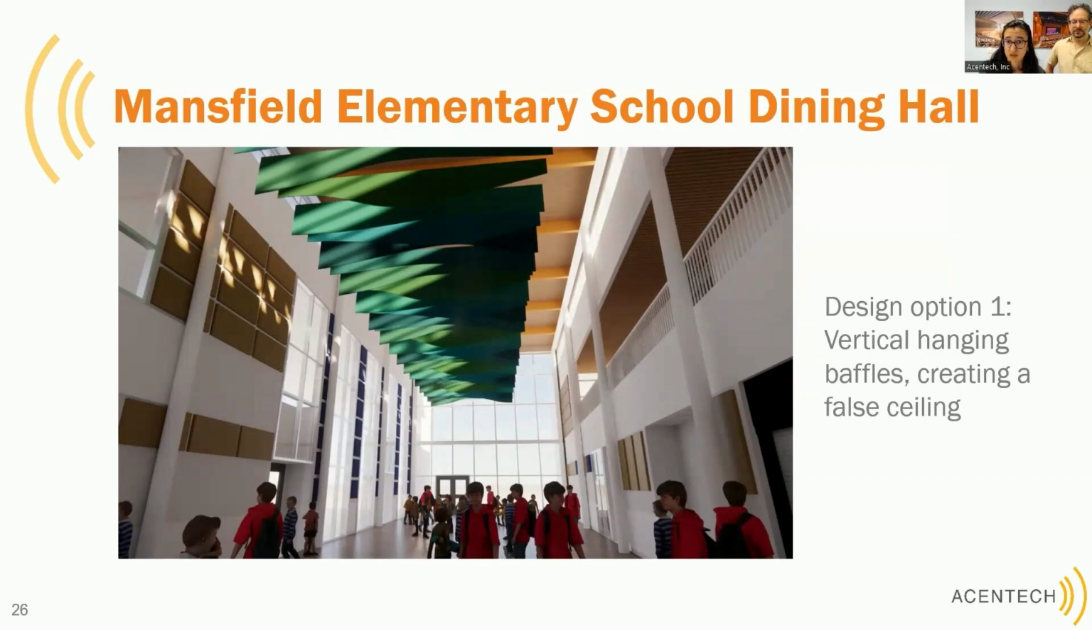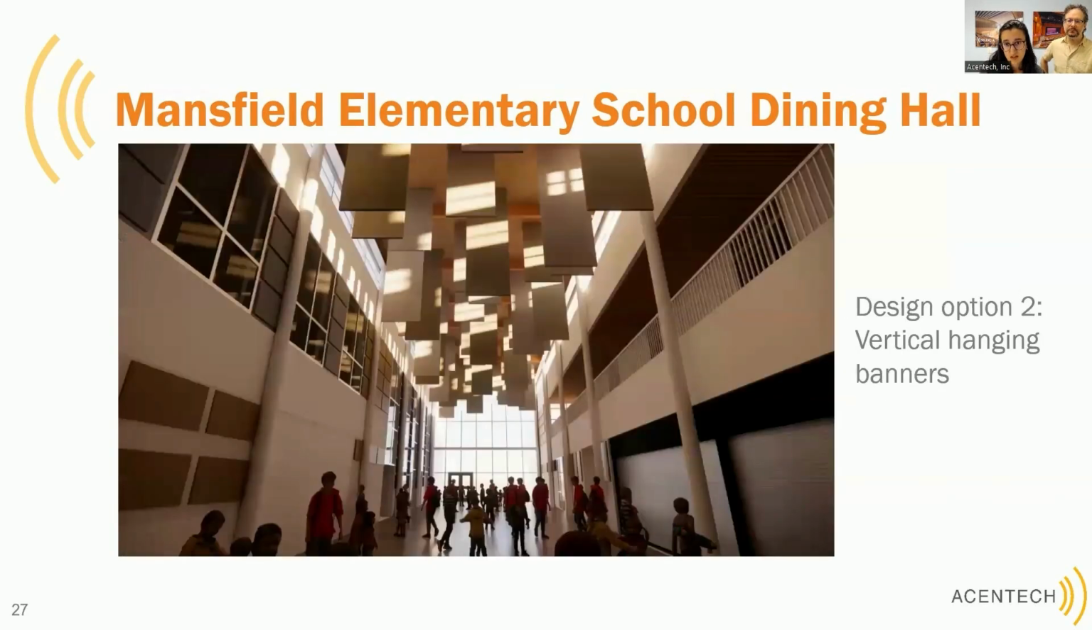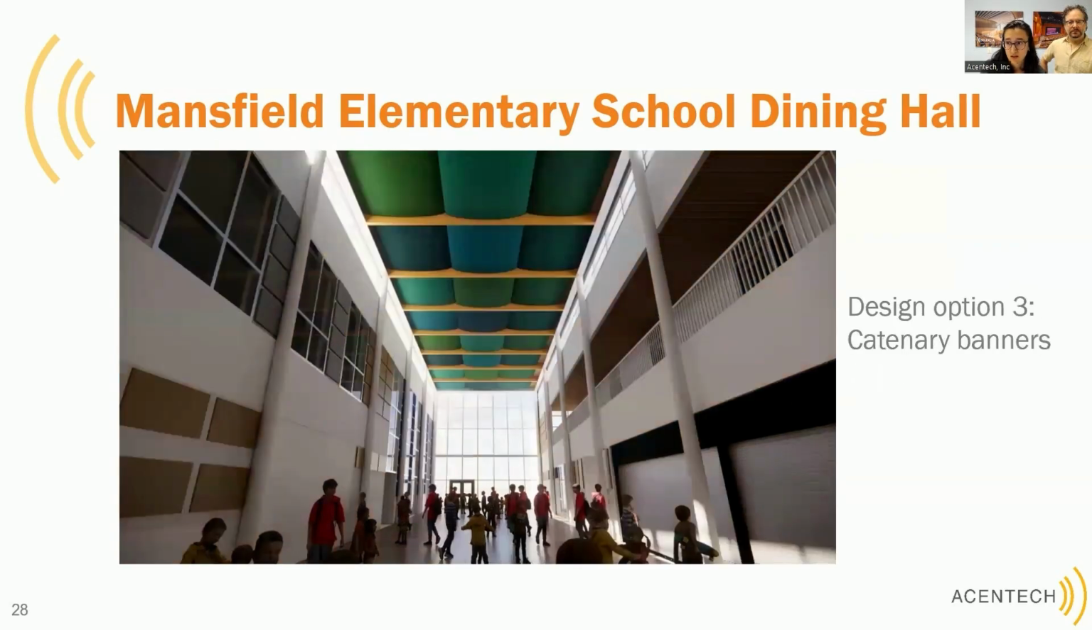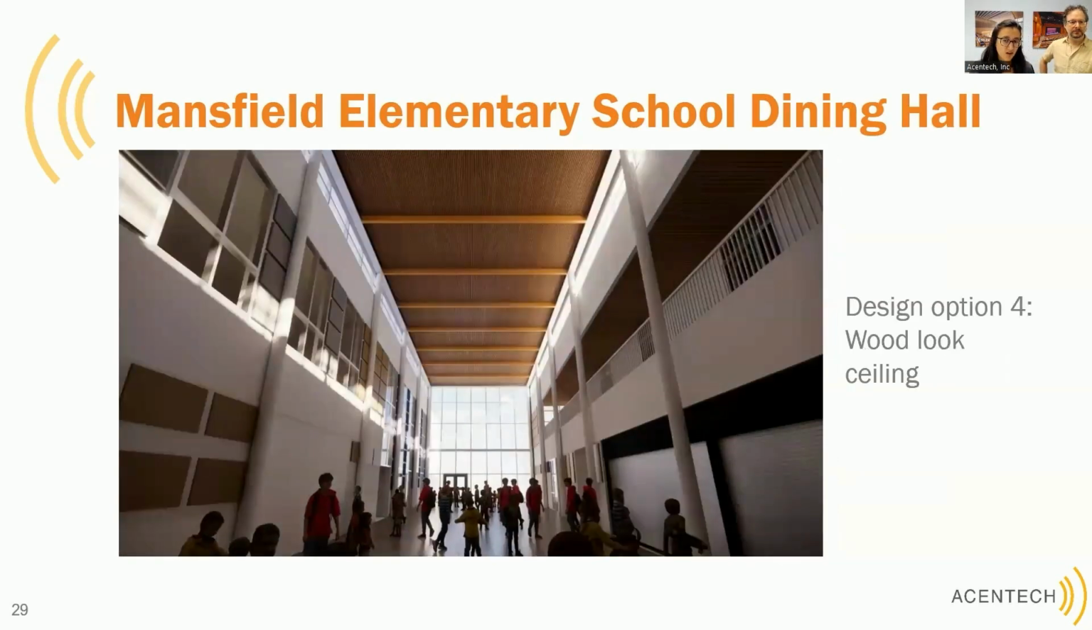So the first option was to have vertically hanging baffles, which could create like a false ceiling lower down and reduce the scale of the space. Then we also showed them an option with these vertical hanging banners to try to get more light to filter through. Then catenary banners, so banners tight to the wood deck. And then an option that was more expensive, but still kept the wood look language that they had before.